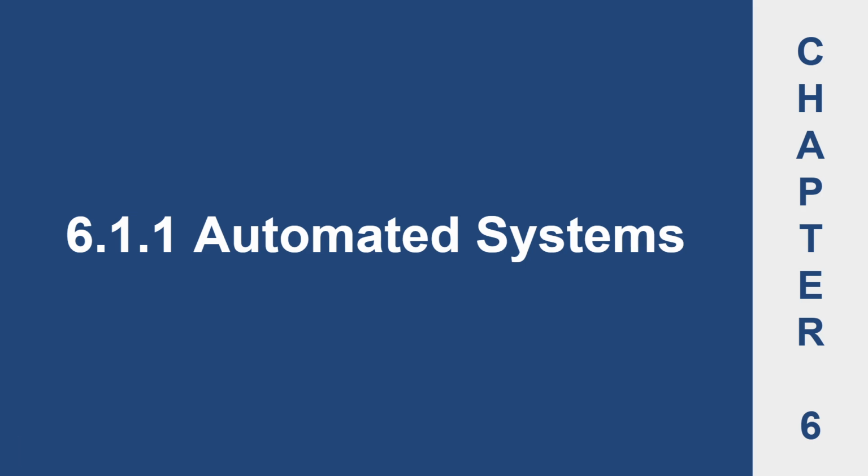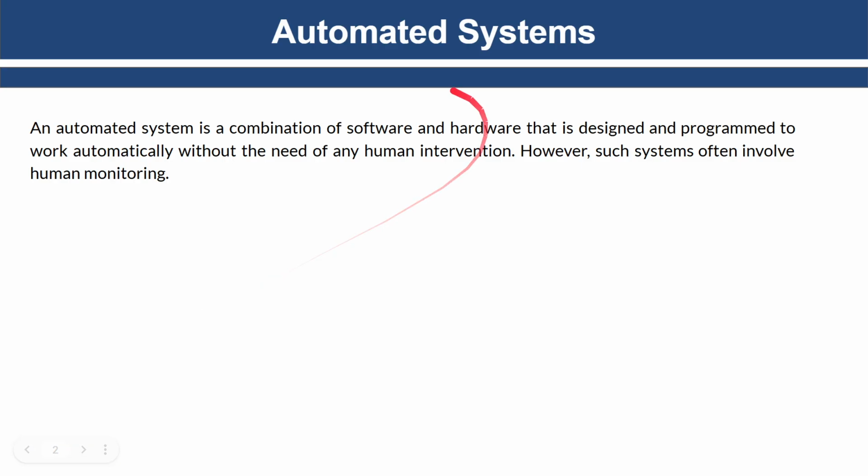In this video we are going to look at the topic automated systems. Now let's look at the definition of automated system. So an automated system is a combination of software and hardware that is designed and programmed to work automatically without the need of any human intervention.